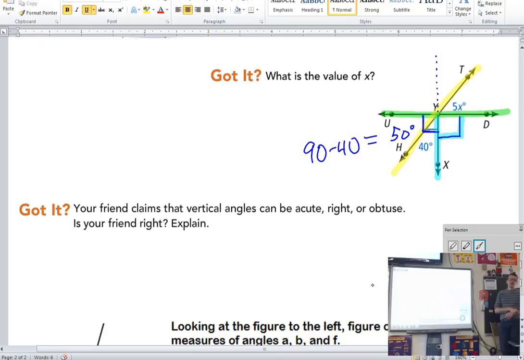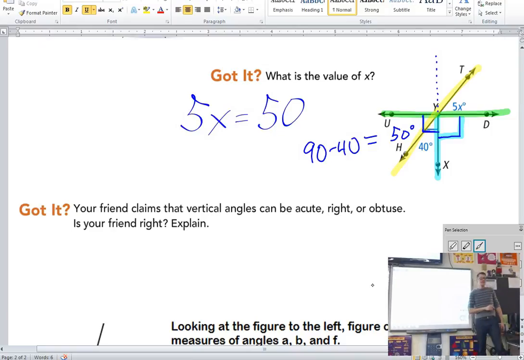The 50-degree angle. Hey, what line colors does that use? Green and yellow. Anything else use green and yellow? The 5x. What's that going to let me do? What's that tell me? If they're vertical with each other, that means they're the same. So now we can relate, since this uses the green and yellow, and this uses the green and yellow, we can say that the angle of 5x is equal to 50.